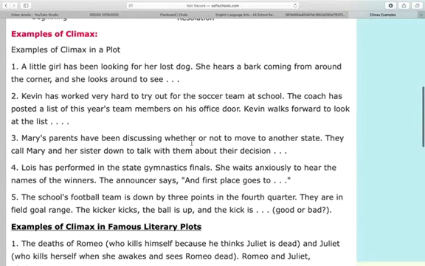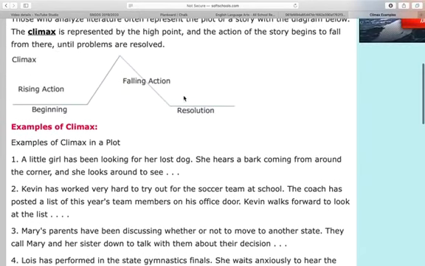Mary's parents have been discussing whether or not to move to another state. They call Mary and her sister down to talk with them about their decision. Lewis has performed in the state gymnastic finals. She waits anxiously to hear the names of the winners. The announcer says, and first place goes to... Again, we're just waiting to see what will happen. Will it be her? Or does she lose?